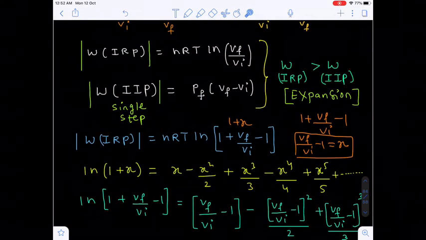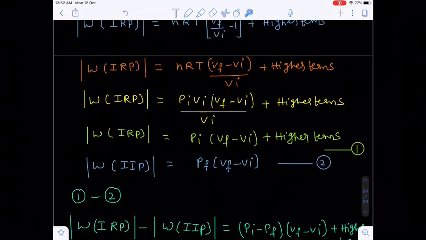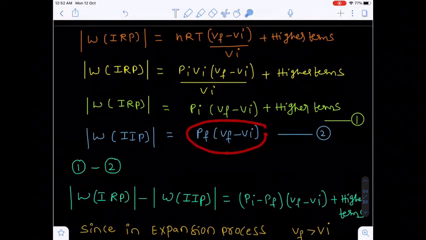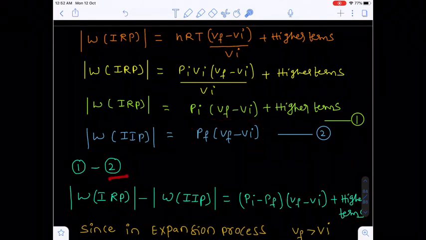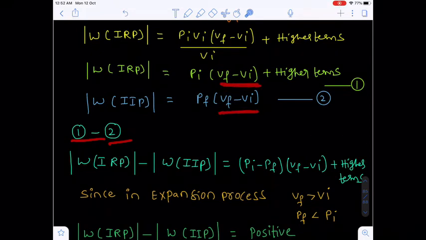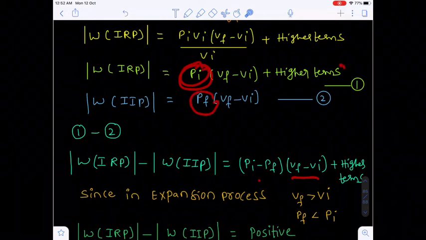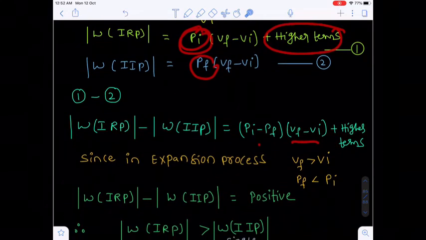Now what is the work done in isothermal irreversible process? That will be P final into V final minus V initial. P final into V final minus V initial. If you subtract the 2 from 1, okay, now what is the common here? V final minus V initial. Okay, so you will have V initial, P initial minus P final, plus you have higher terms.